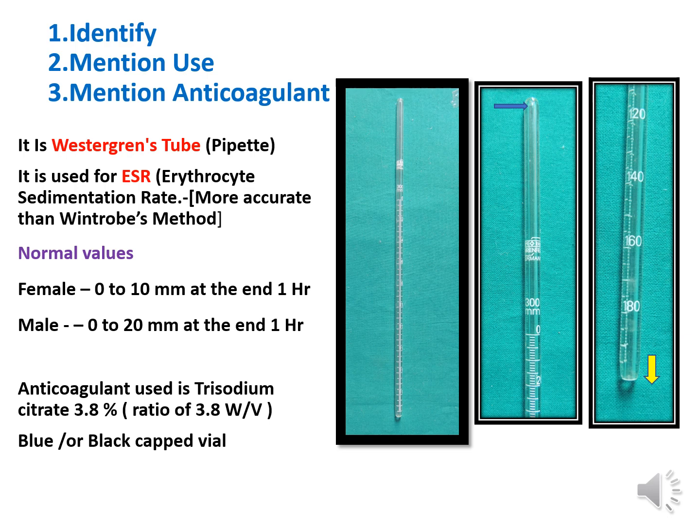Westergren pipette is used for erythrocyte sedimentation rate, which is more accurate than Winthrop's method. However, Winthrop's method has got advantage of getting two investigations done in one go, like ESR and PCV. The normal values by Westergren method for ESR in females it is 0 to 10 millimeters at the end of first hour. In males it is 0 to 20 millimeters at the end of first hour. The anticoagulant used is, as I told you, trisodium citrate 3.8% weight to volume.